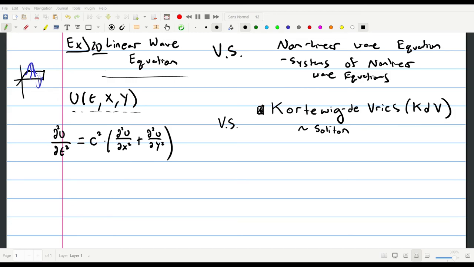Another very, very important system of nonlinear partial differential equations are the so-called Euler equations of gas dynamics. These are extremely important in studying and understanding the behavior of shock waves in gas flow over various different geometrical objects.